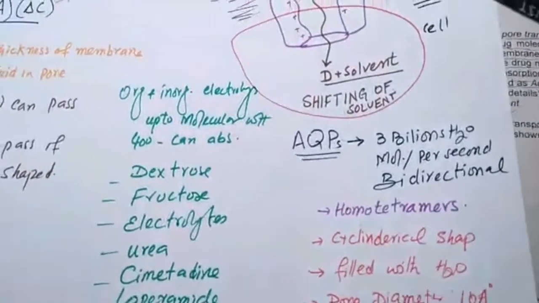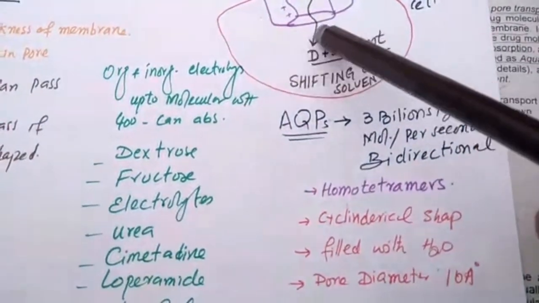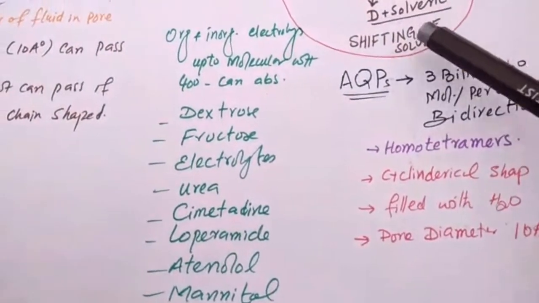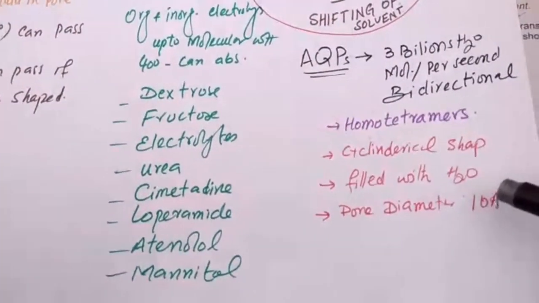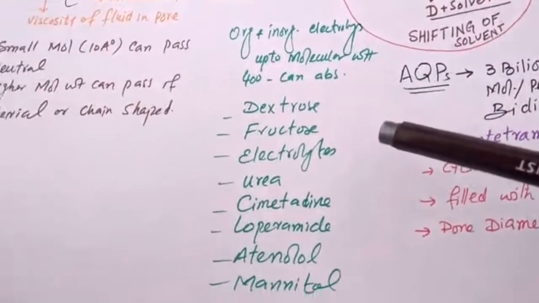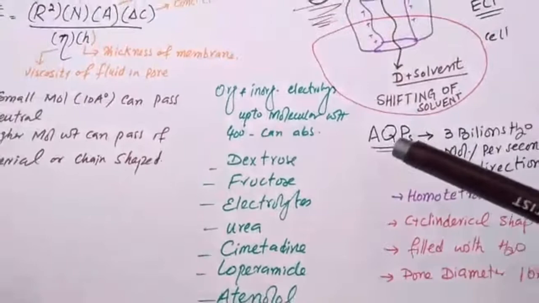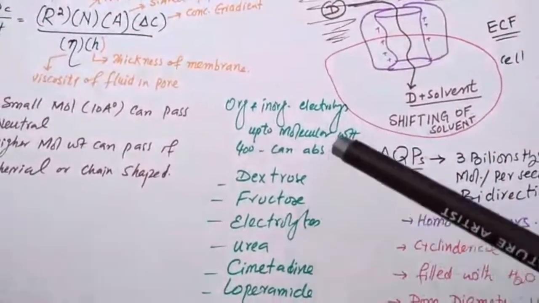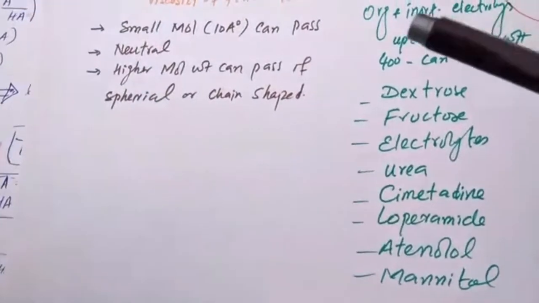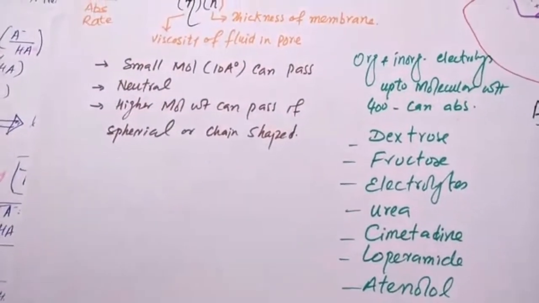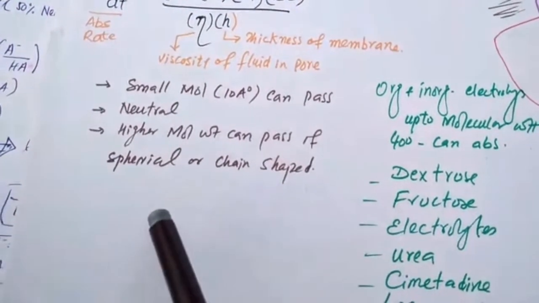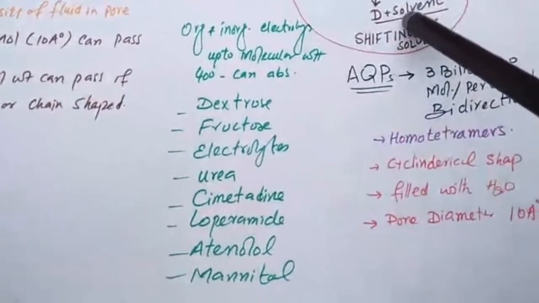As the pore diameter of aquaporin is 10 angstrom, mostly electrolytes or molecules within this range can be transported. However, higher molecular weight electrolytes or drugs or any endogenous or exogenous substance can cross this aquaporin if the shape is spherical or chain shape. If they are irregular in shape, they cannot cross this aquaporin.